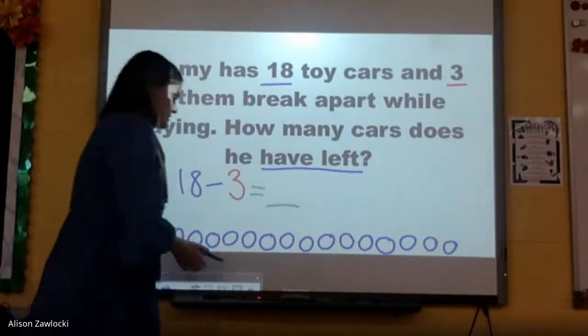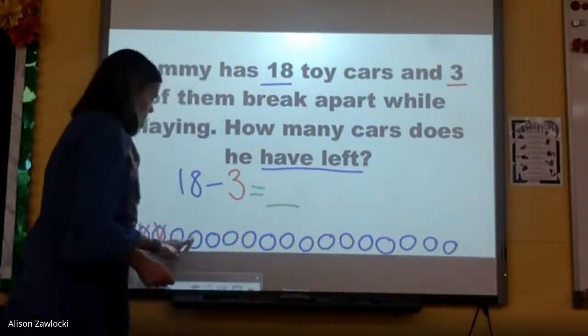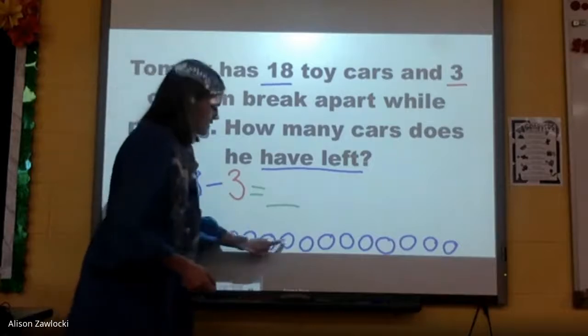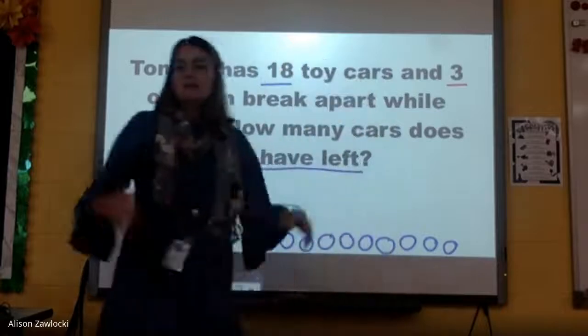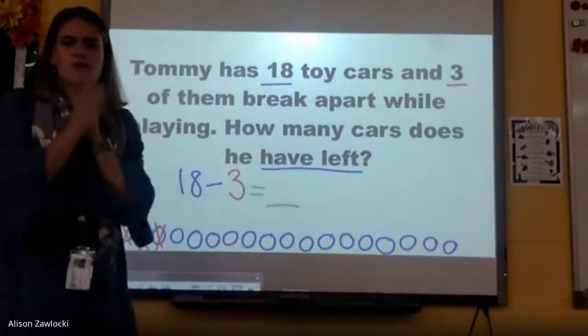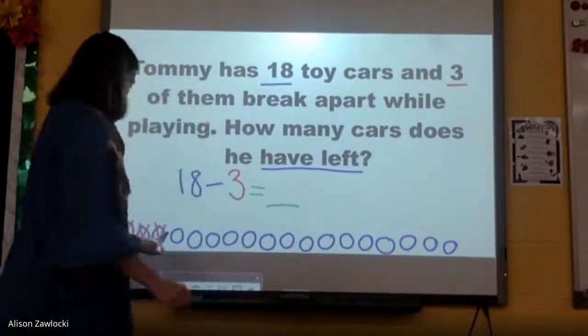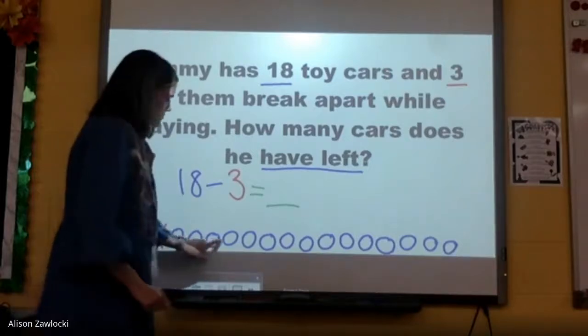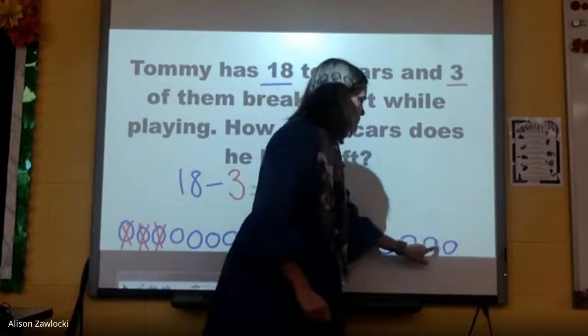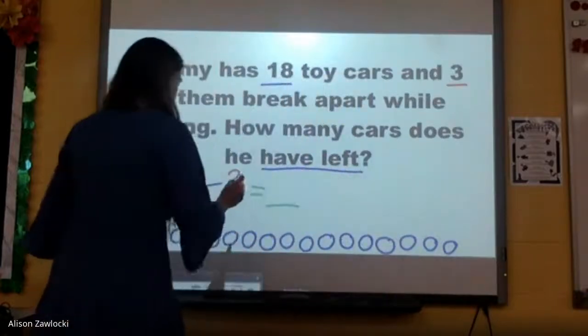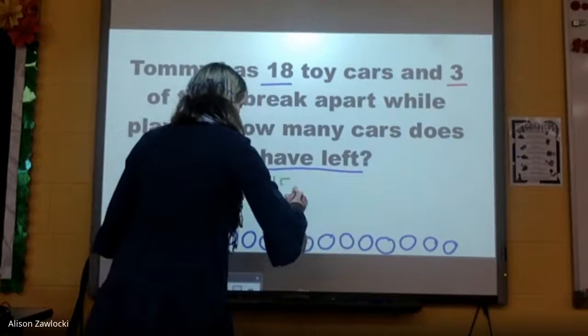Let's go back and let's count them. 1, 2, 3, 4, 5, 6, 7, 8, 9, 10, 11, 12, 13, 14, 15. Oh, I don't know if I counted that correctly. Let's go back and double check it. 1 through 15. So 18 take away 3 is 15.